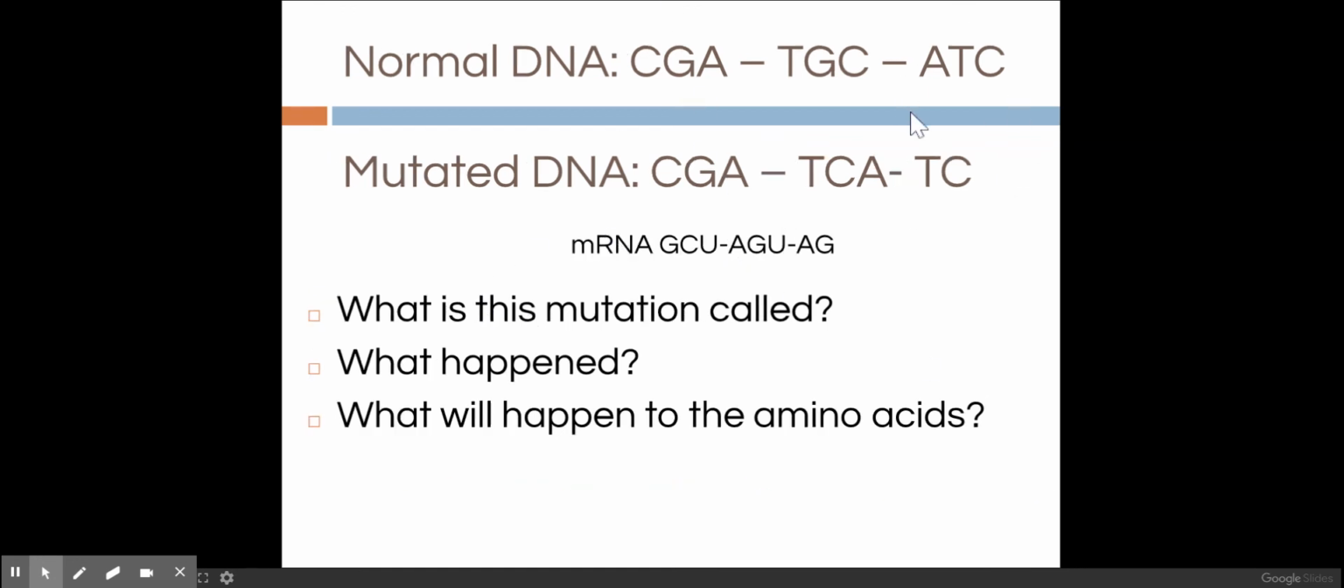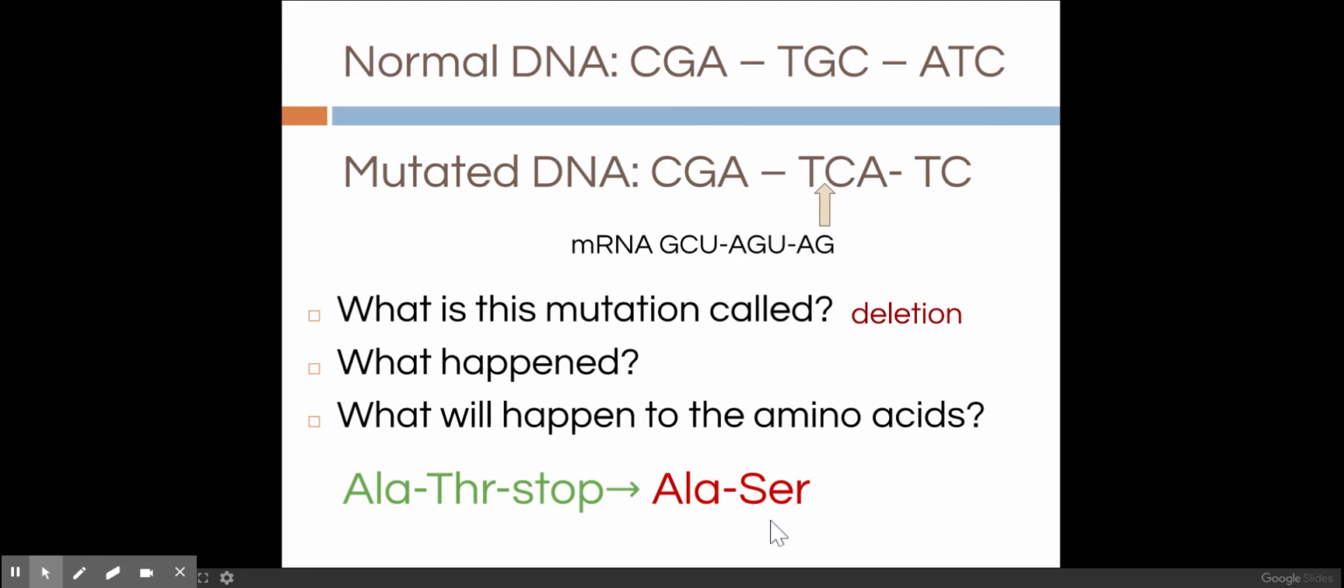All right, how about this one? This is an example of a deletion. So we removed that G. And here, we've also changed that amino acid, and you can imagine if it was a longer chain, all of the ones after it.